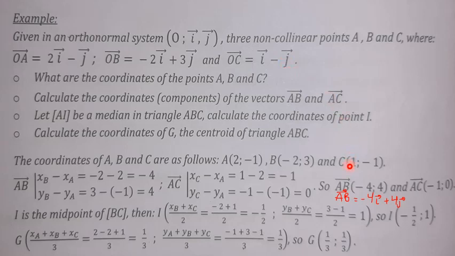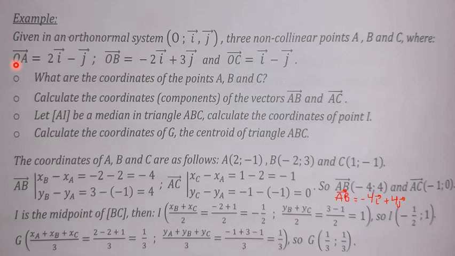Third part: let segment AI be a median in triangle ABC. Calculate the coordinates of point I. So I is the midpoint of which segment? BC. I is the midpoint of segment BC. Then we find the x and the y. x is x of B plus x of C over 2. So we have -2 plus 1 over 2, minus half. And y of I is y of B plus y of C over 2, 3 minus 1 over 2 equals 1. So the coordinates of I are minus half, 1.